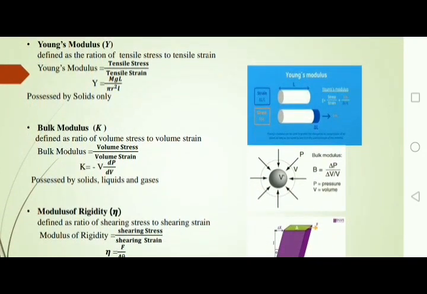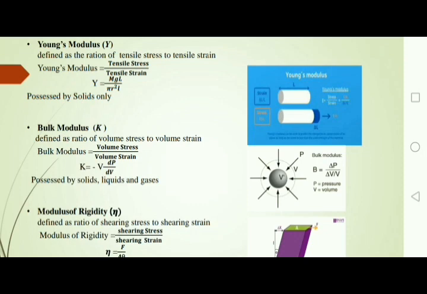What is Young's modulus? Suppose here I have shown some wire. The basic definition of Young's modulus is that it gives the relation of tensile stress to tensile strain. It is the ratio of tensile stress to tensile strain, and this ratio is nothing but Young's modulus.